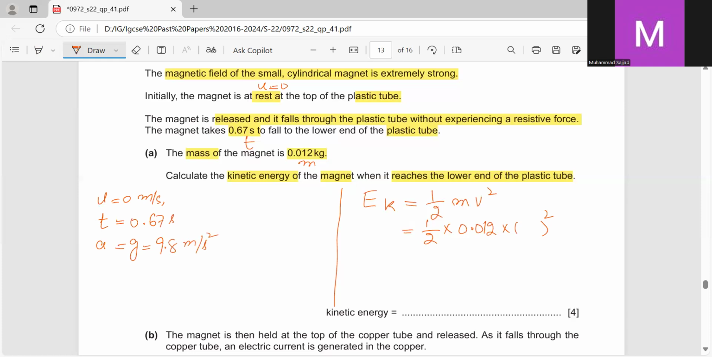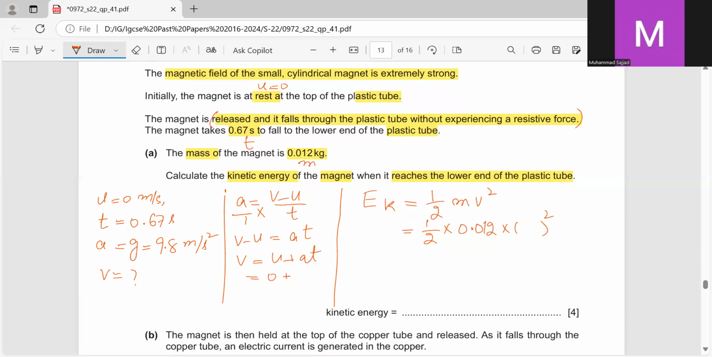Now you may think, sir, how? Actually, see, it is released and it is falling through the plastic tube, and this magnet and tube are in vacuum. So there is no opposing force or resistive force. This experiment is being conducted in vacuum. So acceleration due to gravity will be equal to acceleration. So we need v. Which equation will help us out now? See, we know acceleration is equal to (v minus u) over t. This will work. v minus u equals at, so v equals u plus at. Now we can do it.